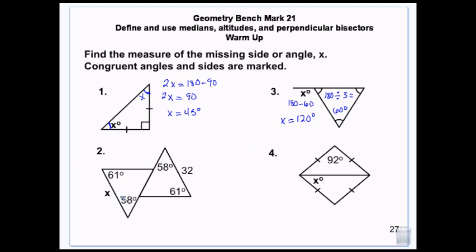If I have 2 angles in one triangle that are the same as 2 angles in another triangle, then these angles would also be the same, which makes these congruent triangles, which means these sides will be the same. So x will be 32. Making sense so far?